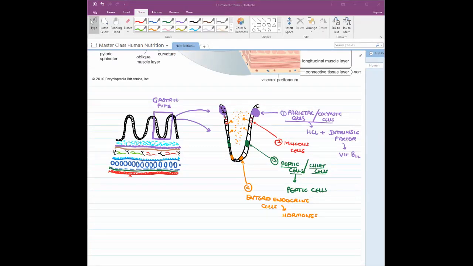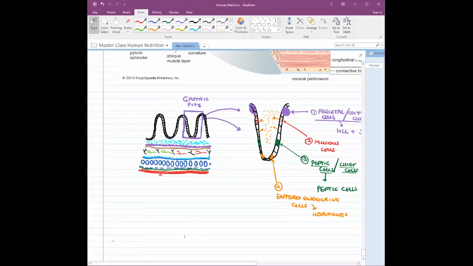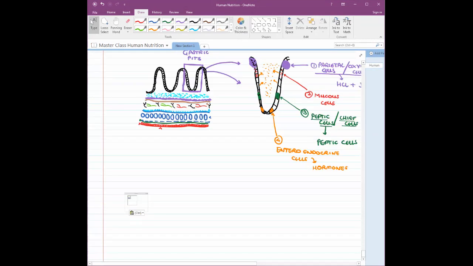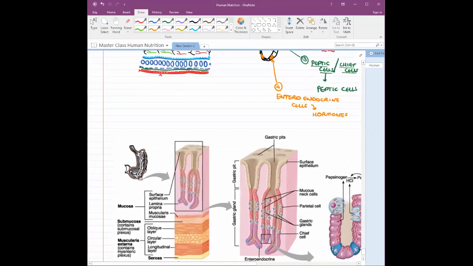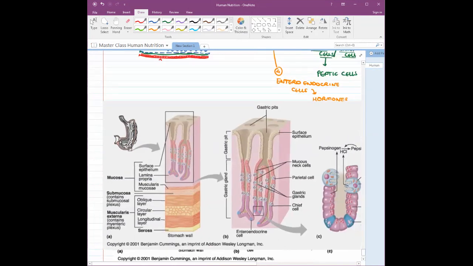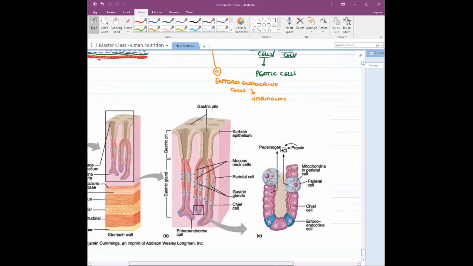Okay, so now I had downloaded one picture for you guys. Let me just show you that picture, so that you will have a complete idea. So see guys, in reality, the same thing that we have drawn is going to look something of this sort.